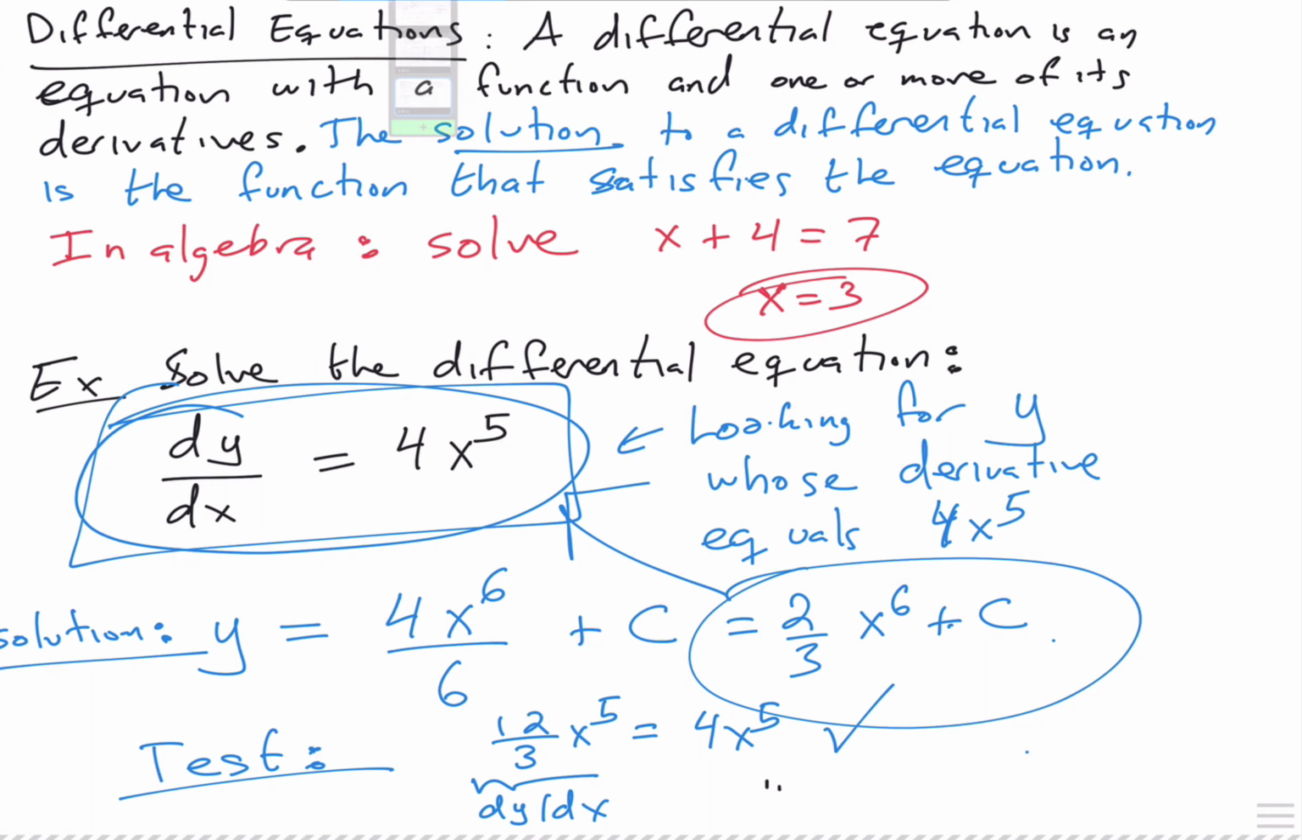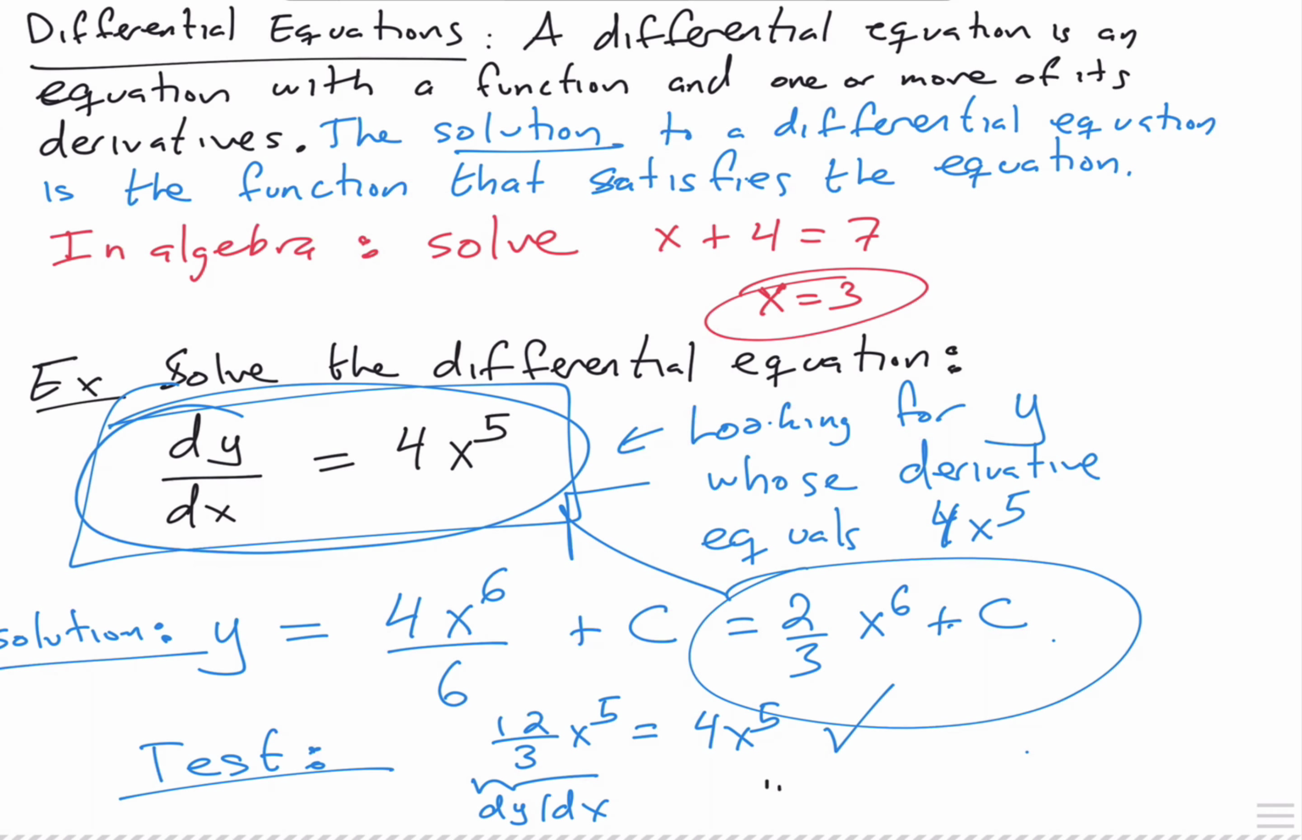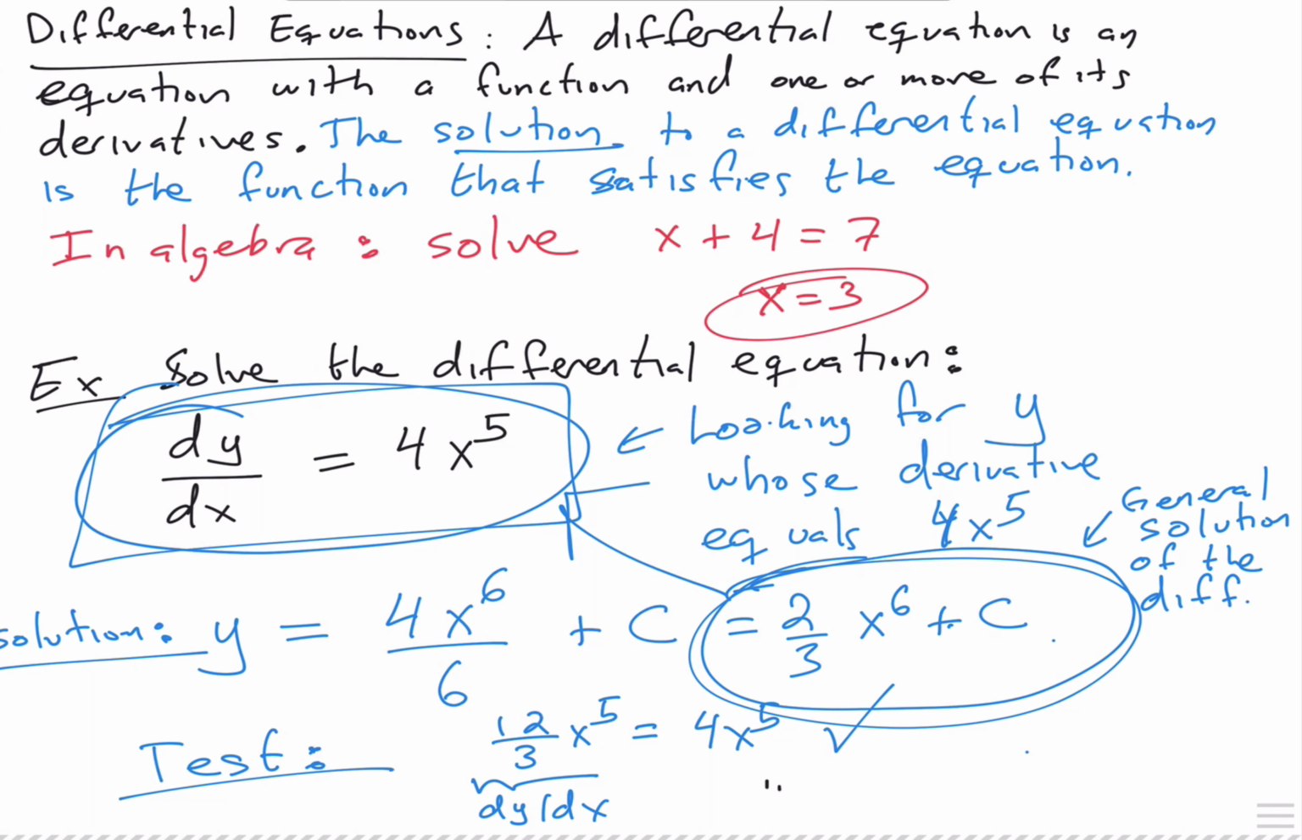Here, let's do another example. Oh, and here, this right here is called the general solution of the differential equation. General because it has plus C, plus any constant.